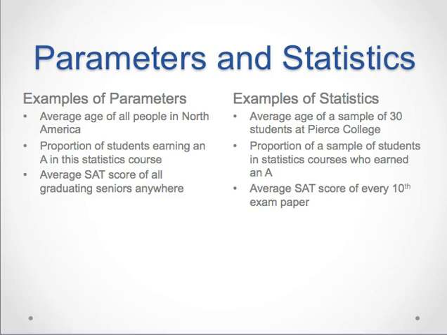Here are some examples of parameters. The average age of all people in North America, the proportion of students earning an A in the statistics course, the average SAT score of all graduating seniors anywhere. Examples of statistics: the average age of a sample of 30 students at Pierce College, the proportion of a sample of students in statistics courses who earn an A, and the average SAT score for every 10th exam paper. Notice the difference or the distinction between the two.